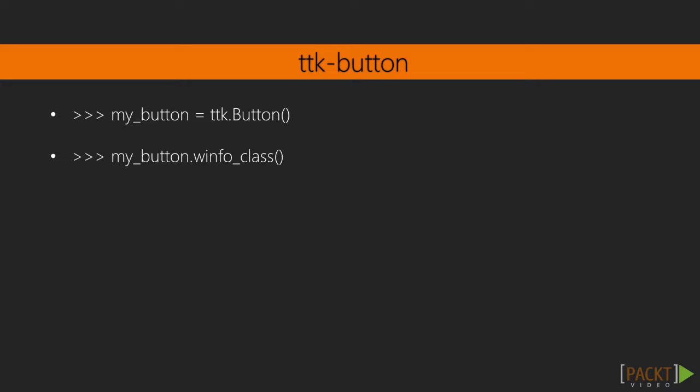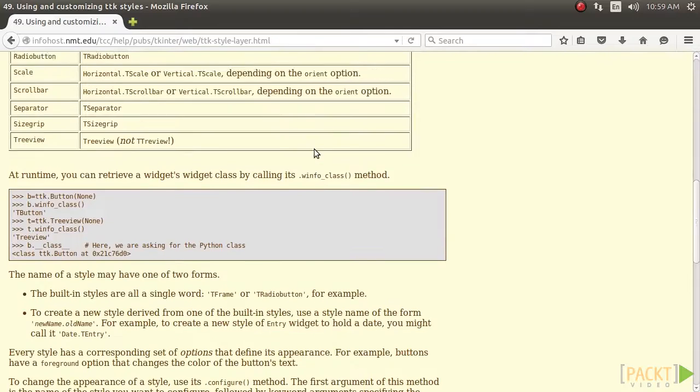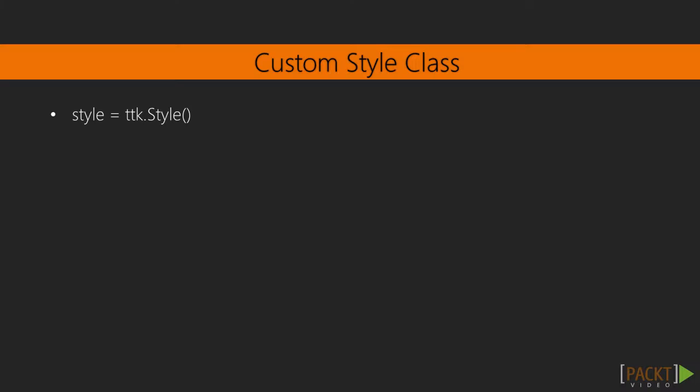You can retrieve the default style name of a widget using the widget.winfo_class method. For instance, consider a ttk button. This prints TButton, which is the default style name for ttk.Button. For a list of default ttk style names for different widgets, refer to this site. In addition to the default style, you can assign a custom style class to a widget or group of widgets.